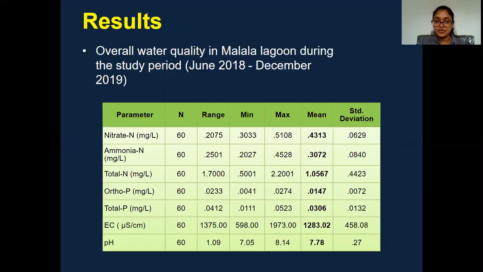Orthophosphates were recorded as 0.0147 milligrams per liter and the total phosphorus was recorded as 0.0306 milligrams per liter. And the electrical conductivity was recorded as 1283.02 microsiemens per centimeter and the pH was recorded as 7.78.